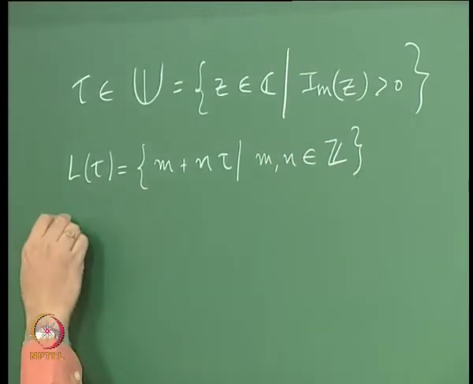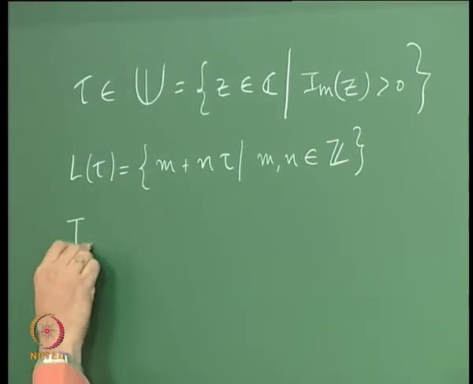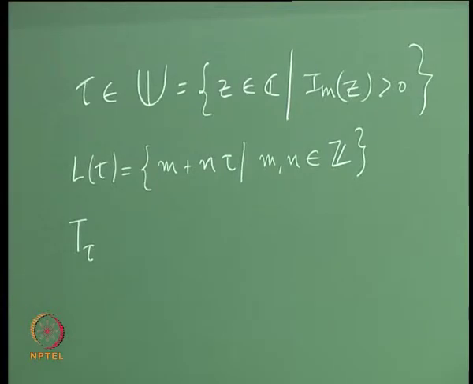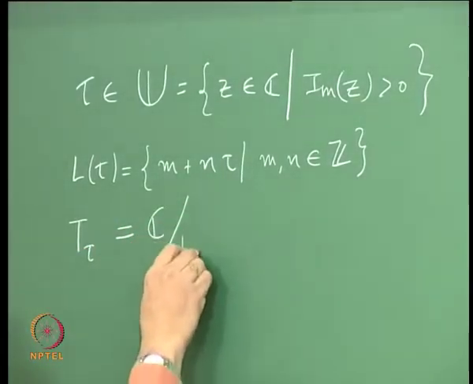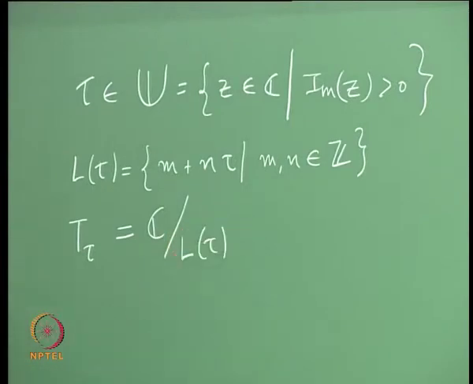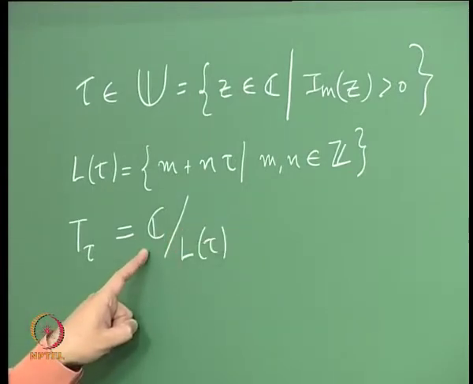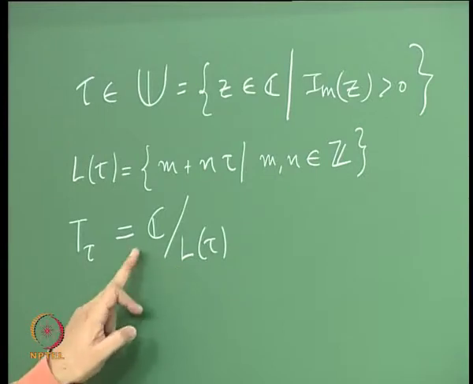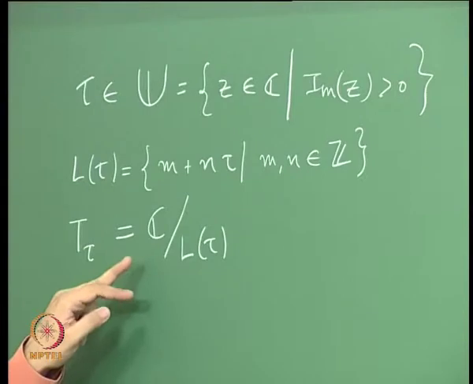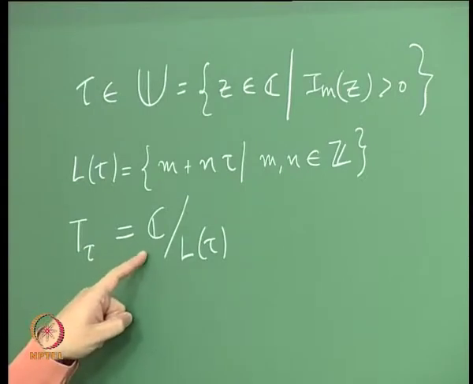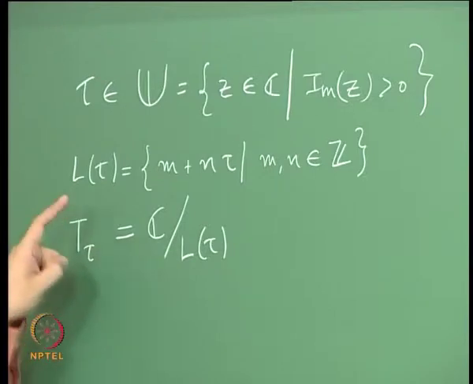And then you know that there is a complex one dimensional torus associated with tau, which is just the complex plane modulo this lattice. Here what we mean by this is we take the set of equivalence classes of complex numbers where two complex numbers are said to be equivalent if they differ by an element of the lattice.